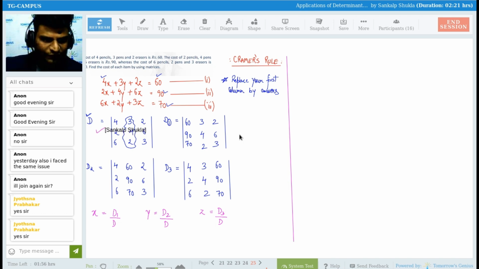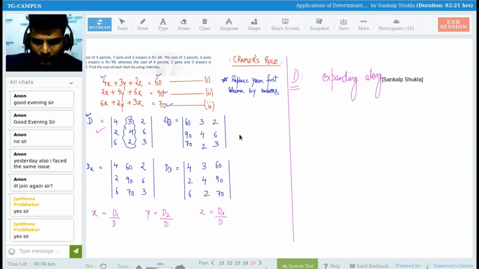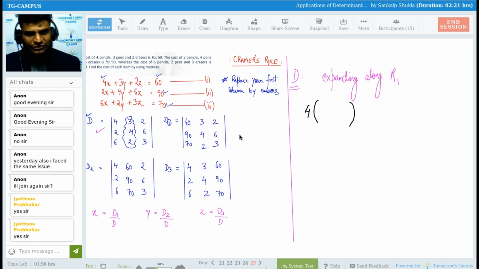So I'll be finding the value of D first of all. How can we find the value of D? We can simply expand it. The value of D will be, I am expanding this determinant along R1. So 4 will be here and inside it will be 4 3s are 12 minus 6 2s are 12. That is 12 minus 12, that is 0.